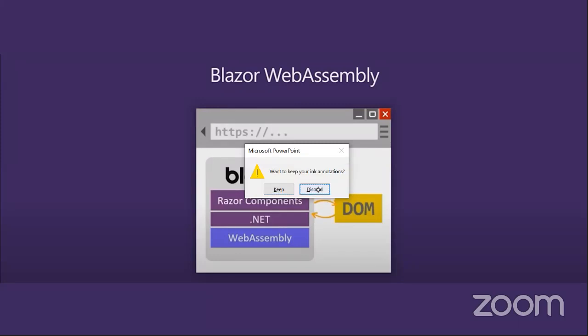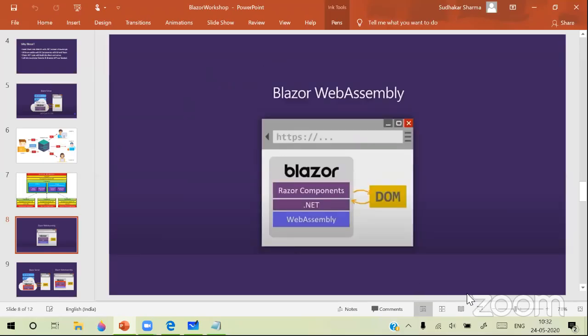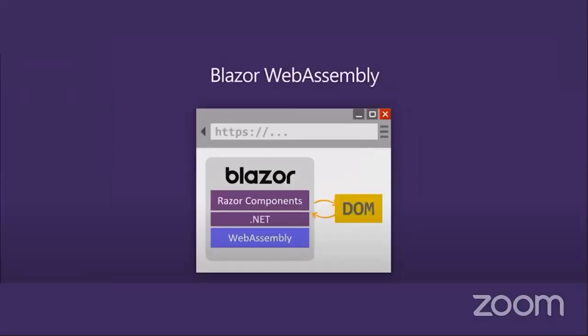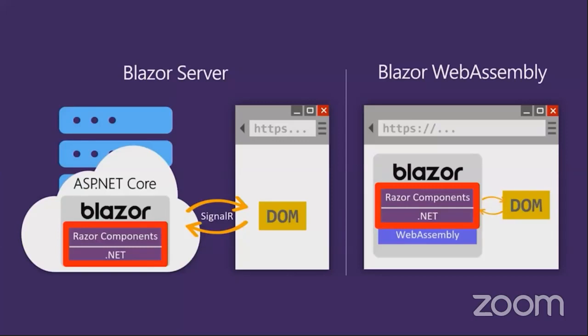So that means now we have two models in Blazor. Blazor server and Blazor WebAssembly. In Blazor server, all the components, Razor components and .NET libraries, everything runs on server. And in Blazor WebAssembly, everything works in the browser. Directly it compiles in the browser. That is important. We have two options, Blazor server and Blazor WebAssembly, right? That is the basic thing you need to understand.